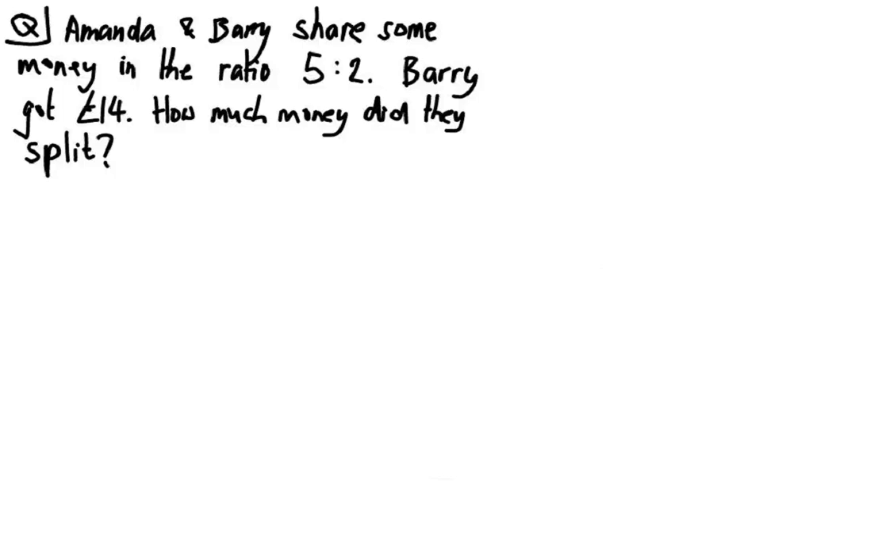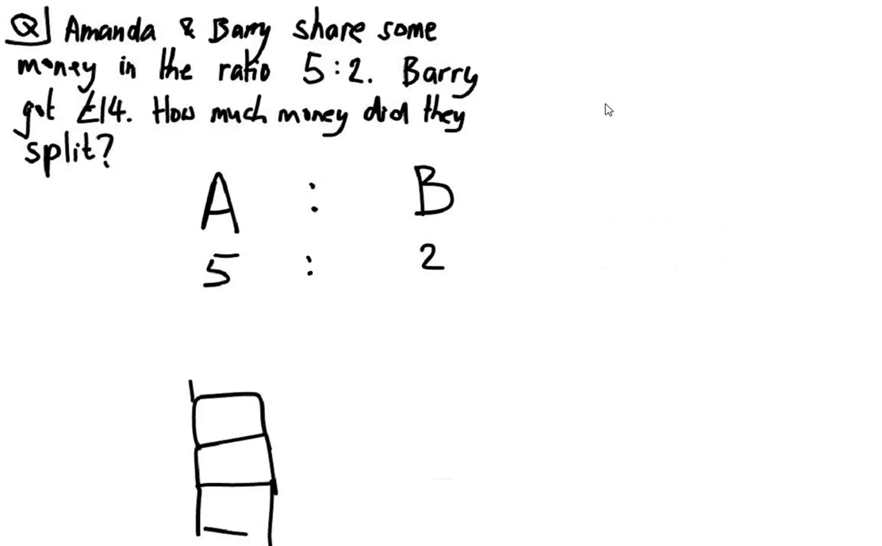Okay, so the question says Amanda and Barry share some money in the ratio 5 to 2. Barry got £14. How much did they split in total? So first thing, as I did before, I'm going to write out A and B. And they split it in the ratio 5 to 2. So the first thing I'm going to do is draw my boxes, 3, 4, 5, and on this side 2.